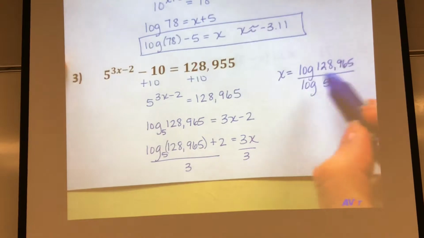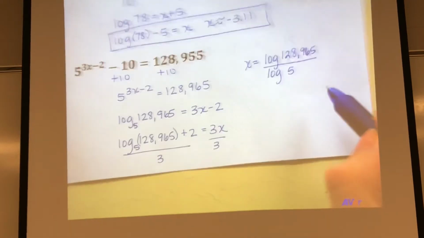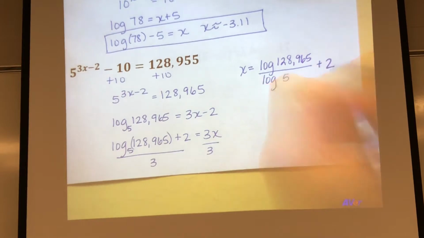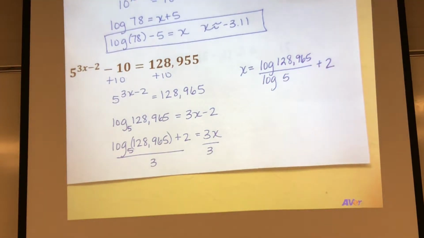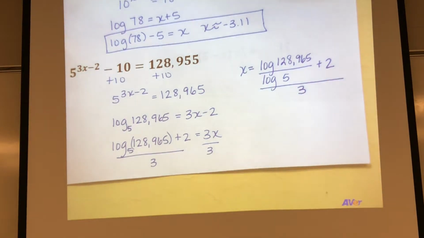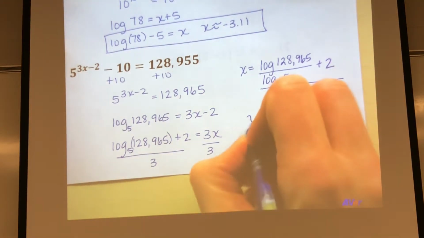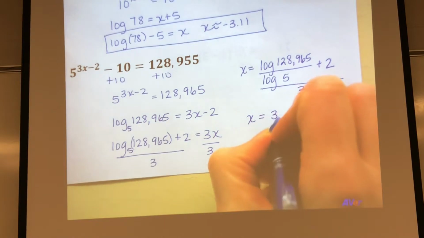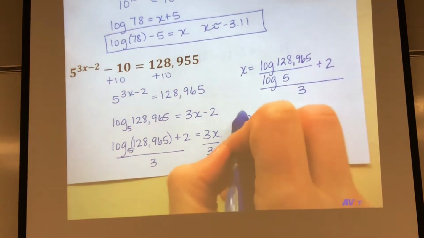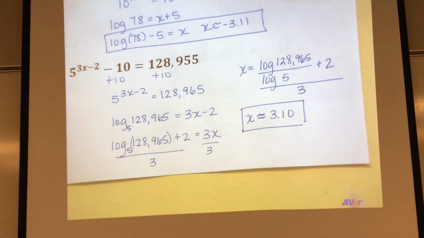I would do that and hit enter, before you add 2, that's what would come next. Hit enter, and then take that answer and divide it by 3. Okay, see if you get 3.10 approximately. That's what you should end up with at the end. But it's really important that you put them in your calculator carefully.